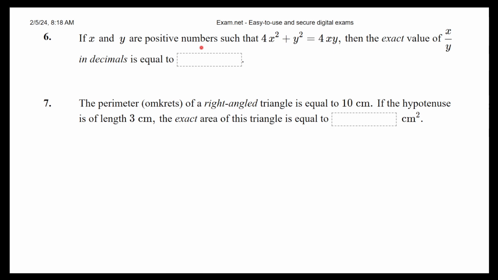If x and y are positive numbers such that this, then the exact value of x over y in decimals is equal to this. So one common mistake is some people were able to guess x and y. If you did, it doesn't work unless you have a solution for x and y, because there is no 1 x and 1 y here. Yes? If I ask you how many x's and y's you can find possibly to fit this equation, there are infinitely many pairs. There's not just one single pair.